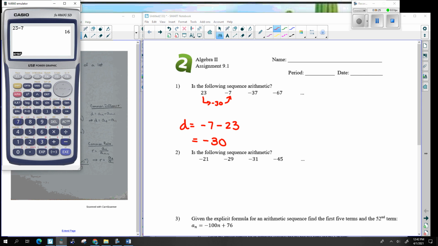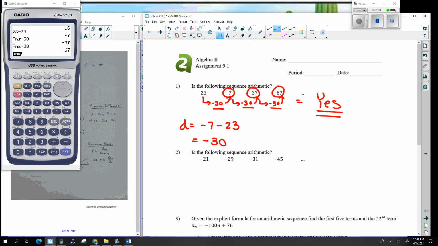23 minus 30. Sorry. 23 minus 30 is -7. Okay, good to go. Minus 30: -37. So far, so good. Minus 30: -67. Okay, so we're hitting all of these numbers exactly by subtracting 30. Thus, yes, this is arithmetic.